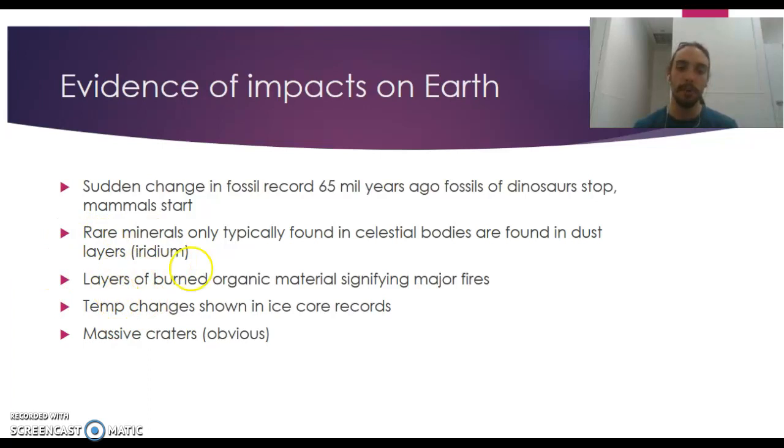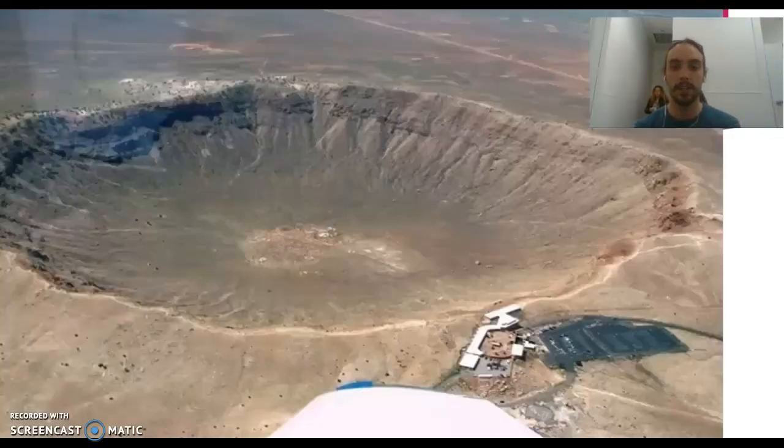Then we've got layers of burned organic material, which signified major fires. And this was extremely large amounts of layers of burned organic material. And this is layers way deep down under the ground, like 65 million year old layers. So we've got temperature changes shown in the ice core records as well. And then there's massive craters, and that's just the most obvious one. We see a massive crater, and we start doing some investigative work around it and find out, oh, hey, this was an extinction event here.